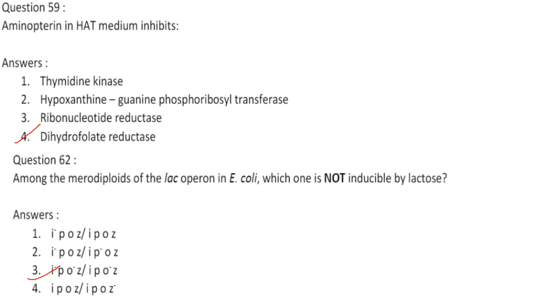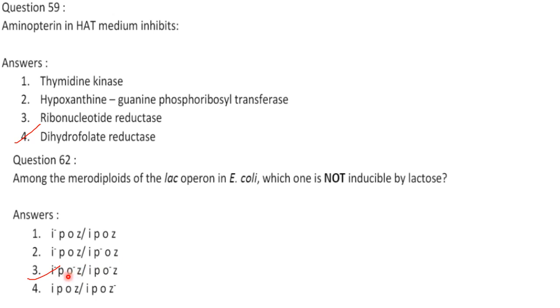So option 1, if you take this one, it produces the normal repressor, which has the ability to bind to the operator of this one also. So when you add lactose, it will prevent the repressor from binding to the operator. Then second one, here also the repressor is mutated, but here the repressor is the same. It can bind to the operator, and when lactose is present, it will prevent the repressor from binding to the operator.